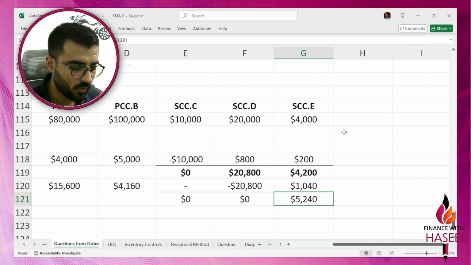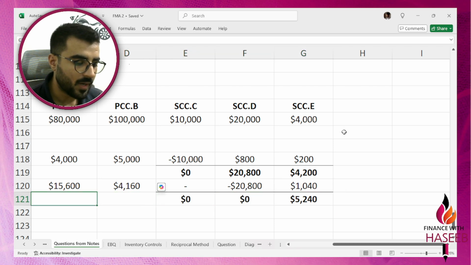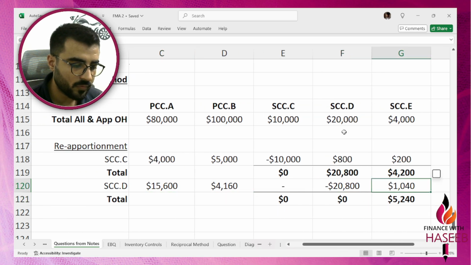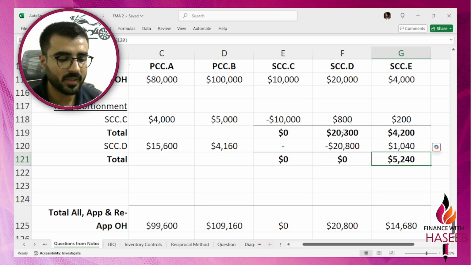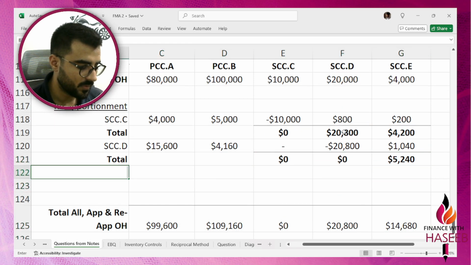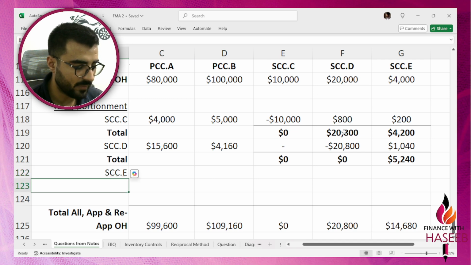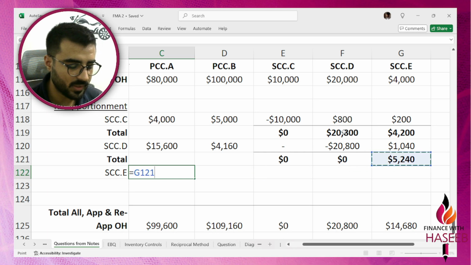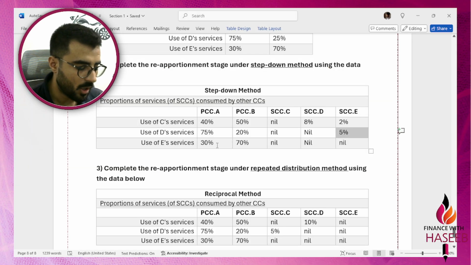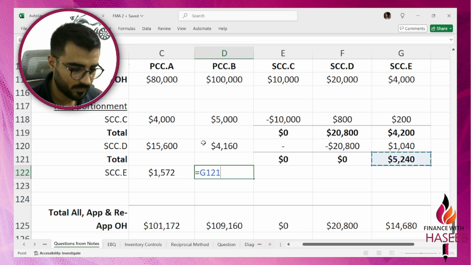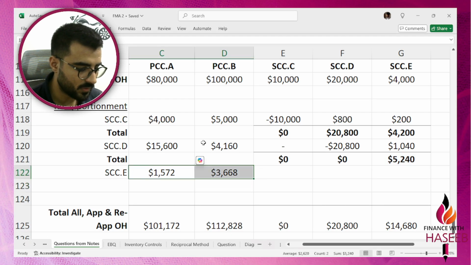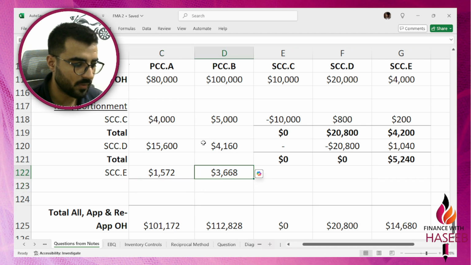Now the overhead that we must share for service cost center E is not 4,000. The overhead that we must share from service cost center E would be $5,240. So service cost center E overhead that we have to share is $5,240 multiplied by how much percentage? 30% here, and 70% here. Now we will calculate the final total.